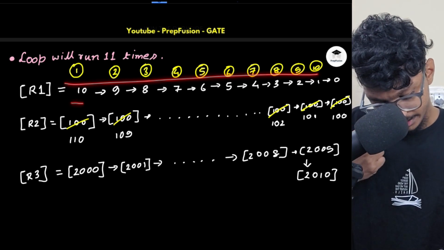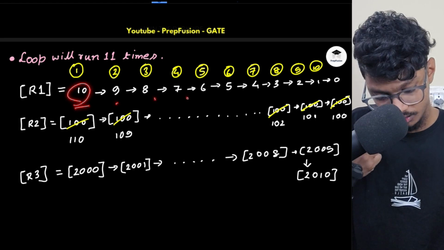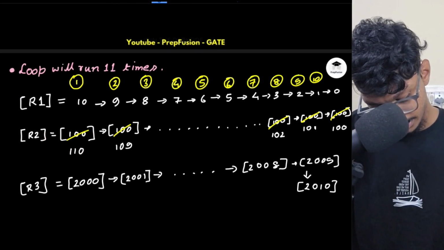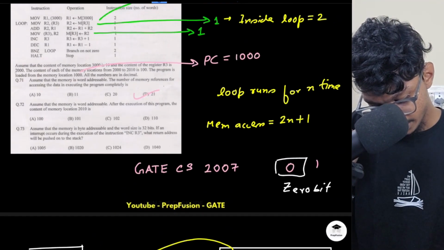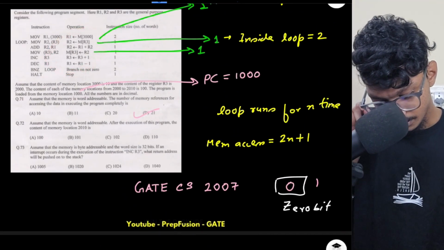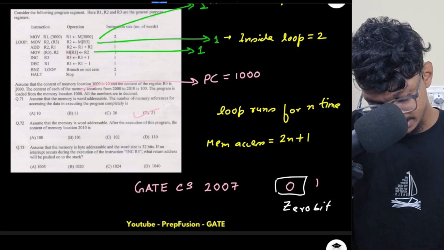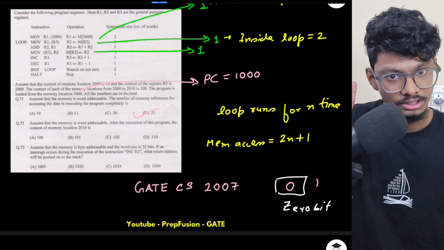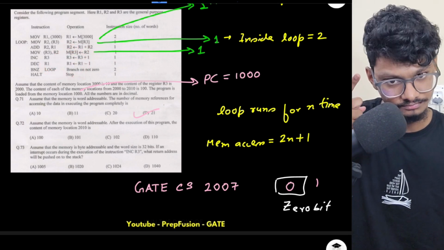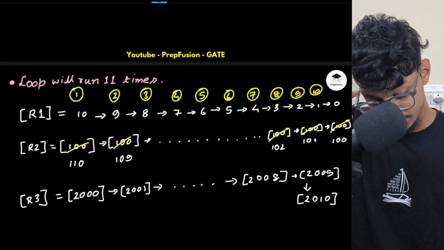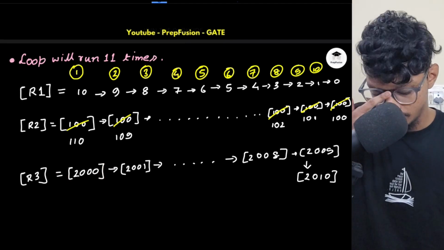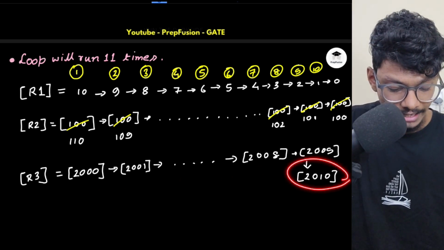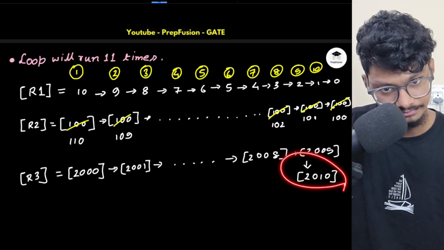I have already told you that I am running the loop 10 times. My R1 is going from 10 to 9 to 8 to 7 to 6 to 5, like this. It is reducing. What is happening to R2 and R3? If I observe this whole loop, I am doing some memory access with R3, but the value update of register R3 only happens here once. At every loop, I am incrementing R3 by 1. My initial value of R3 was 2000. What will be the final value? First loop I ran, it will be 2001. Second loop, third loop, it will go on like this. At the end, finally my R3 value will be 2010.